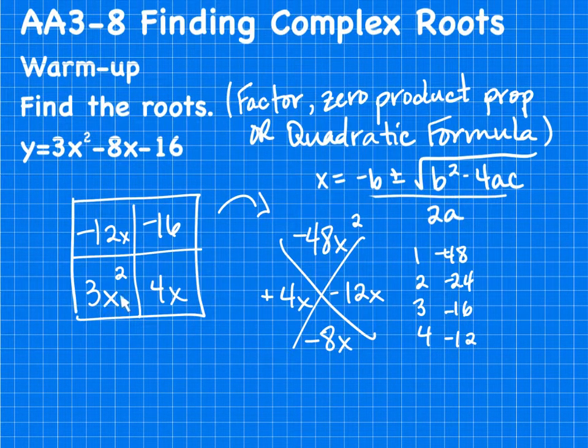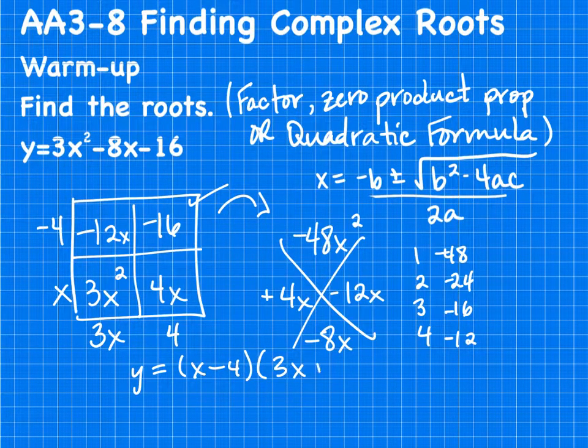I'll start here. Most I can take out of there is an x. So I take the 3x out here at the bottom. 3x times negative 4 gives me negative 12x. x times 4 gives me 4x. And then 4 times negative 4 gives me negative 16. So I'm good to go there. So my factored form, y equals x minus 4 times 3x plus 4.